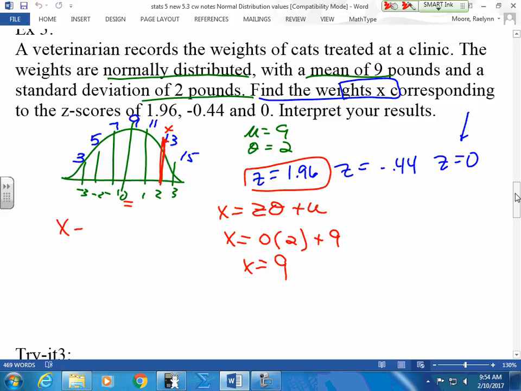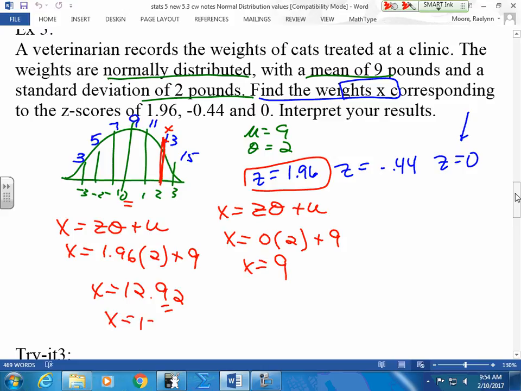So I use my formula. My z-score is 1.96, my standard deviation is 2, and my mean is 9. All I gotta do is throw that entire thing in my calculator. If I throw that in my calculator, I get 12.92, and if you like, round it to 1 decimal, 12.9. So did we say it was going to be real close to 13?